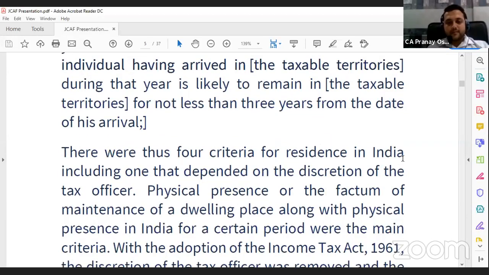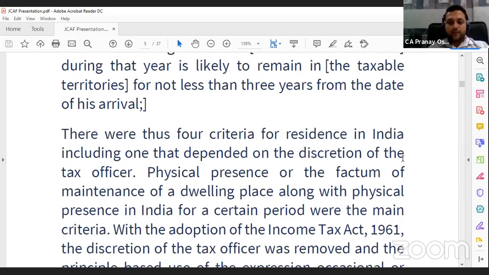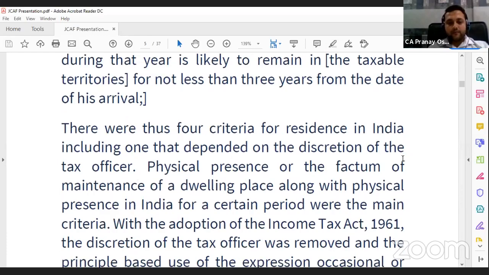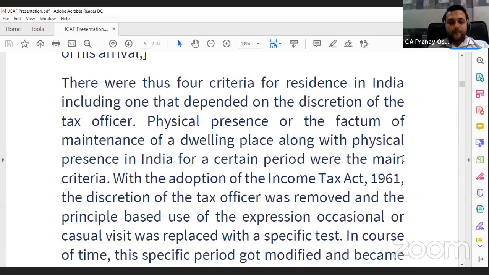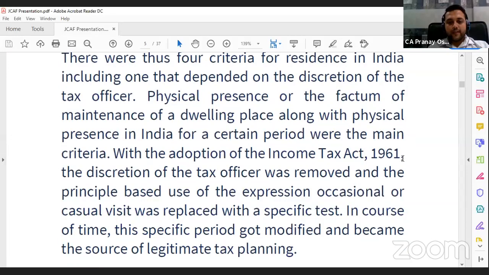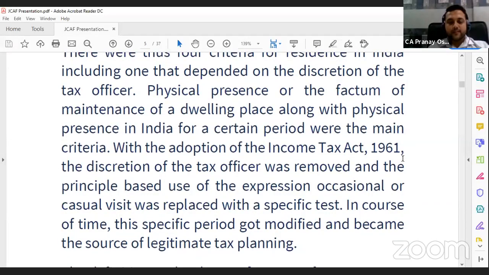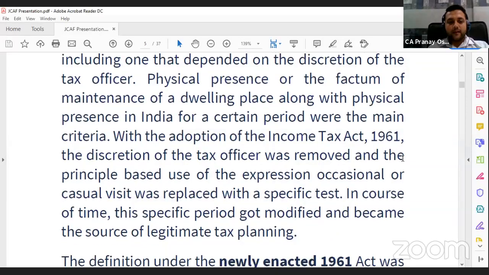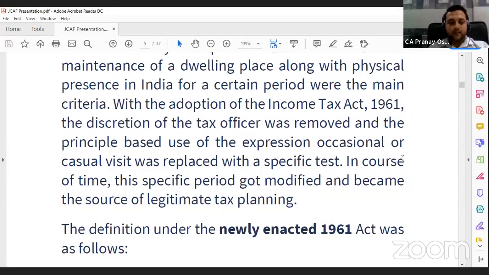Initially, physical presence, or the fact of maintenance of a dwelling place along with physical presence in India for a criteria period, were the main criteria. This was at the time when India was undivided. With the adoption of the Income Tax Act 1961, the discretion of the tax officer was removed and the principle-based use of the expression occasional or casual visit was replaced with a specific test. In the course of time, this specified period got modified and the scope for legitimate tax planning started.